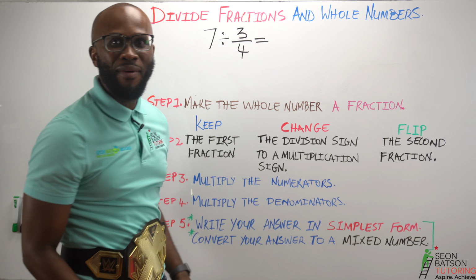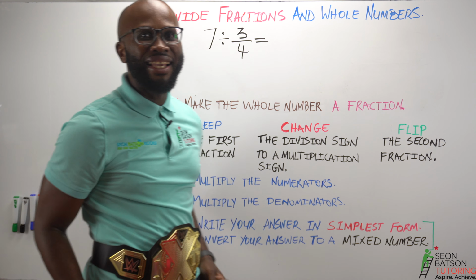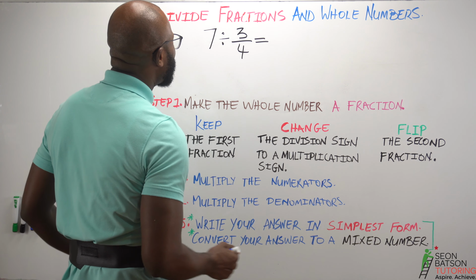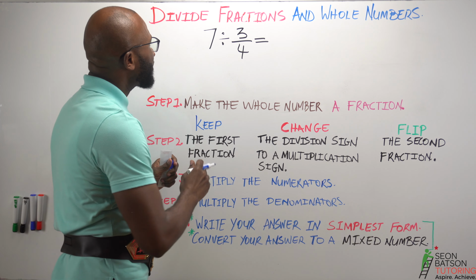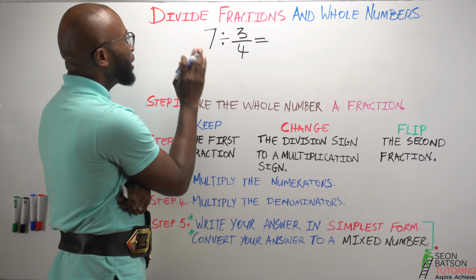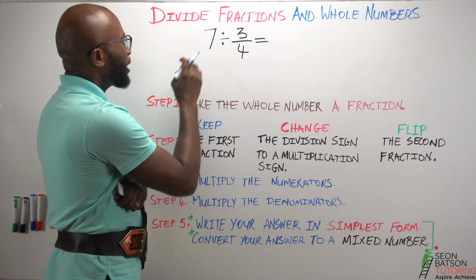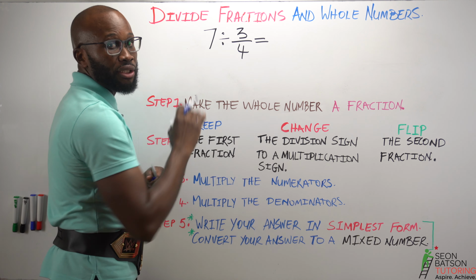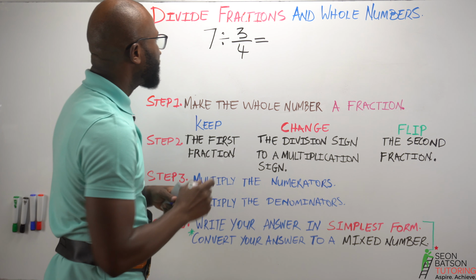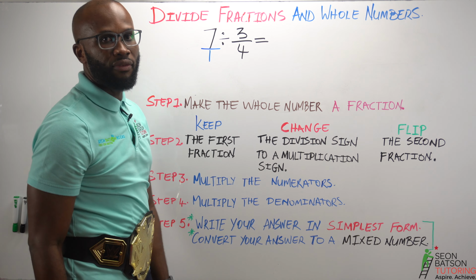Let's see. All right. Welcome back. How are you guys feeling? You think you got my belt? Let's see. All right. So we're dividing 7 by 3/4. Yes? We have 7 divided by 3/4. So we are dividing a whole number and a fraction. So step 1, we will make the whole number a fraction. Yes? Simply put a 1 under the 7.